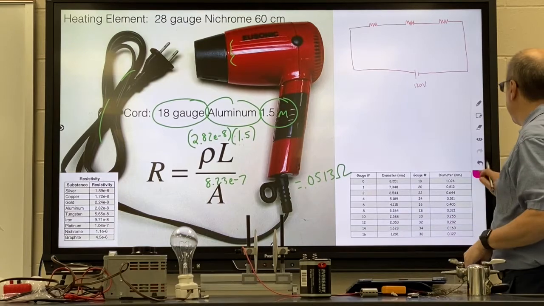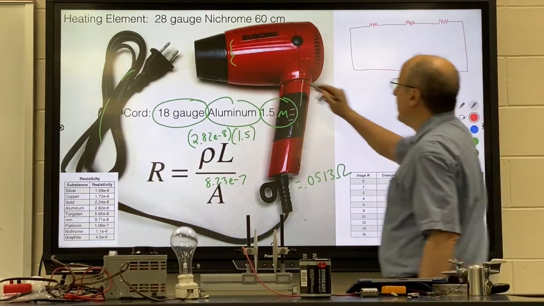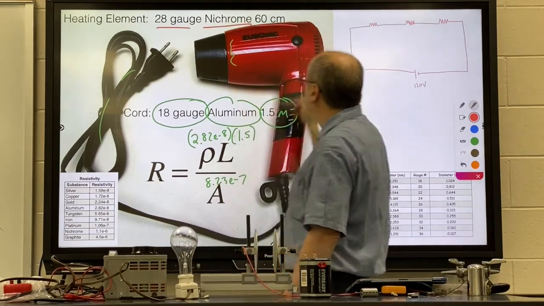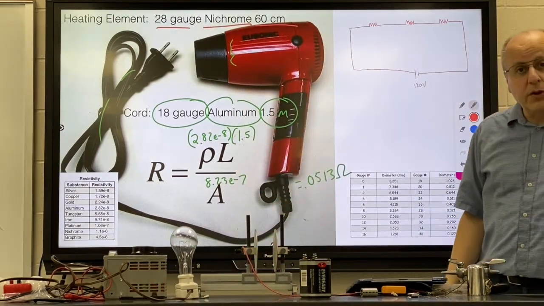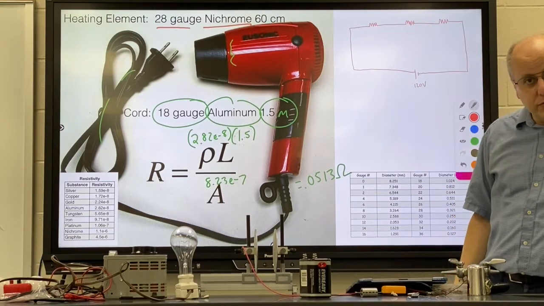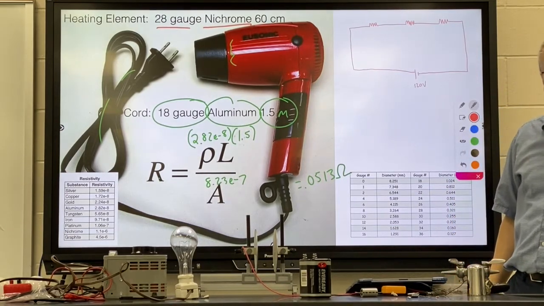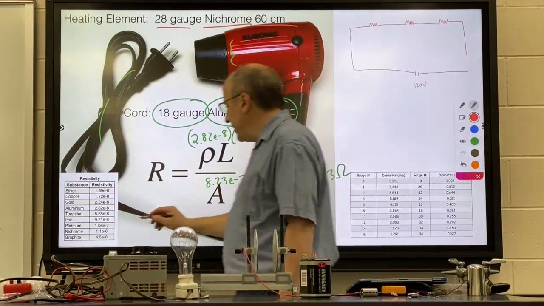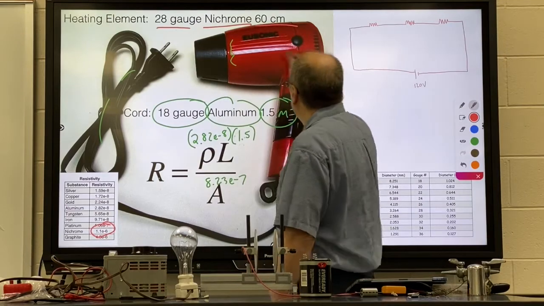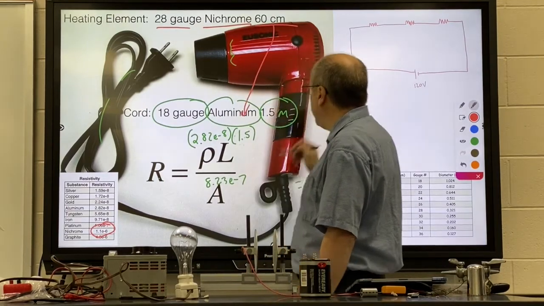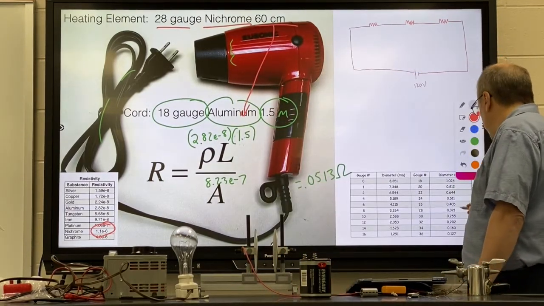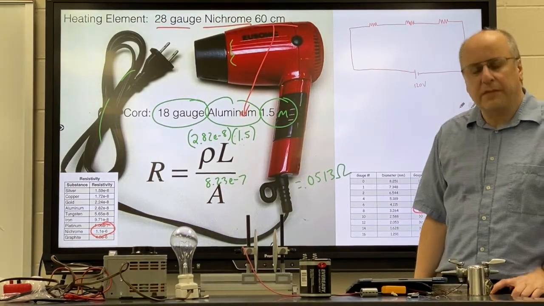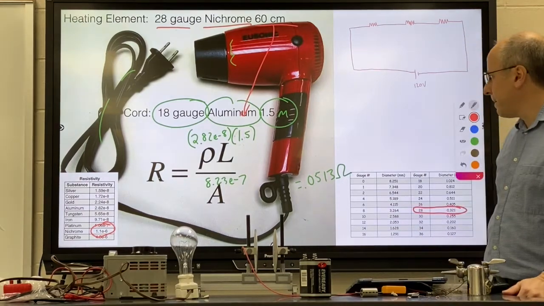Next, we want to do the heating element itself. That's the heating element inside. It's 28 gauge nichrome, 60 centimeters. So try to work your way through that so you remember how to use this formula. You want to get good at this. You want to be able to do it quickly. So look up your value for nichrome. Make sure you turn your centimeters into meters. And make sure you're working with 28 gauge wire. Okay, so you have all this stuff. We've gone through this before.